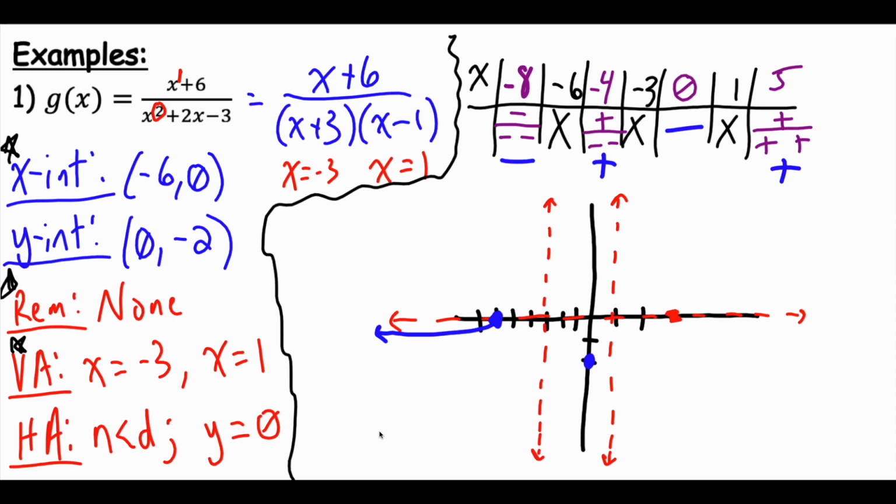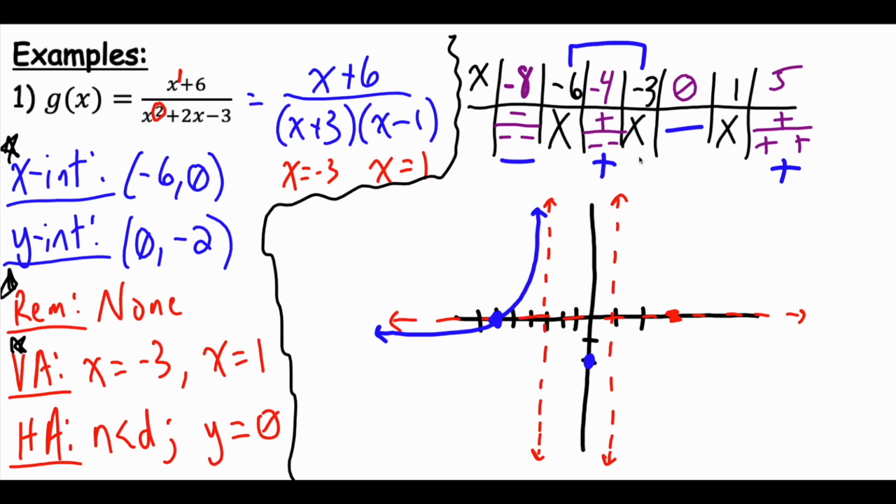So then we go back to our table. Everything between -6 and -3 gave us a positive number. So that means everything between -6 and -3 will be positive, so it's going up. But it's not just going up randomly, it's going up following our guide. It will follow our guide, our vertical asymptote.